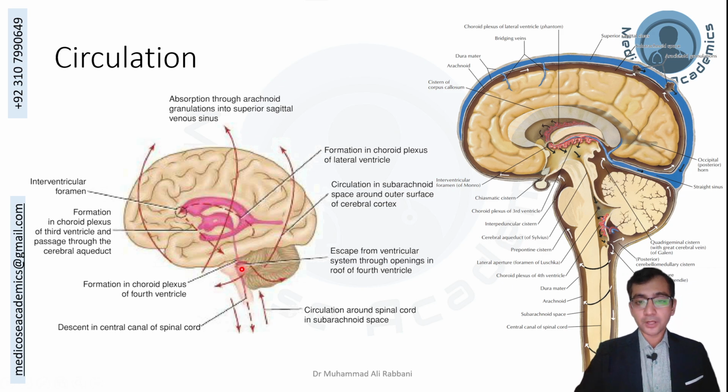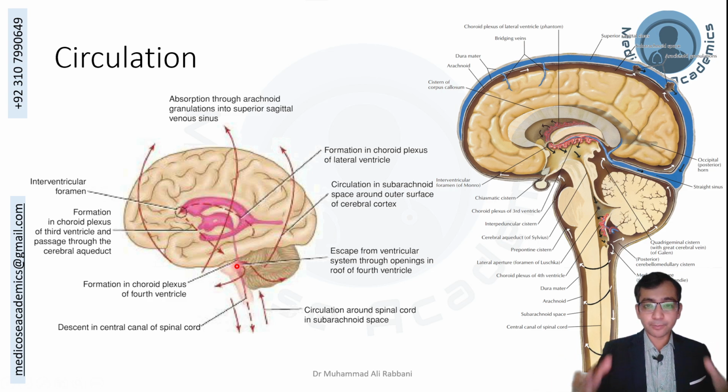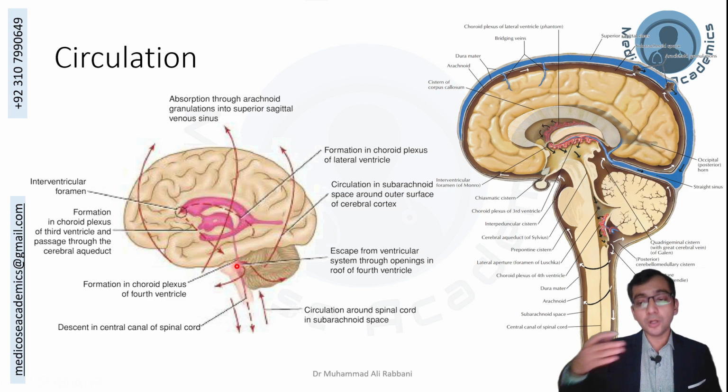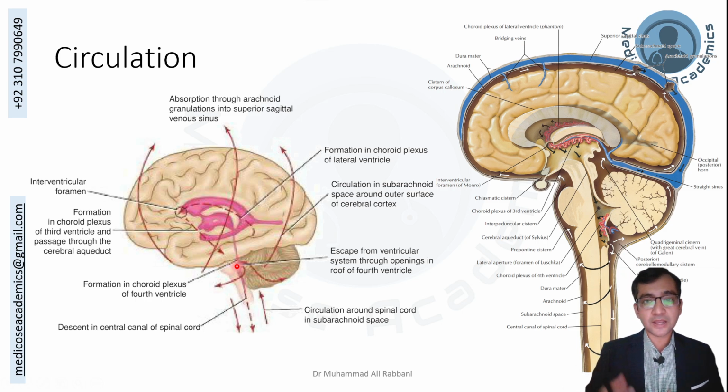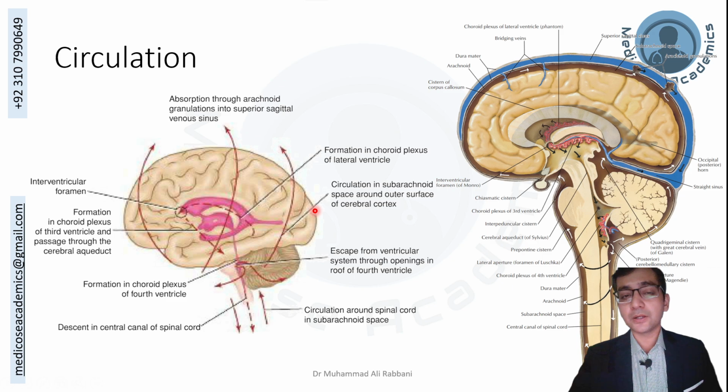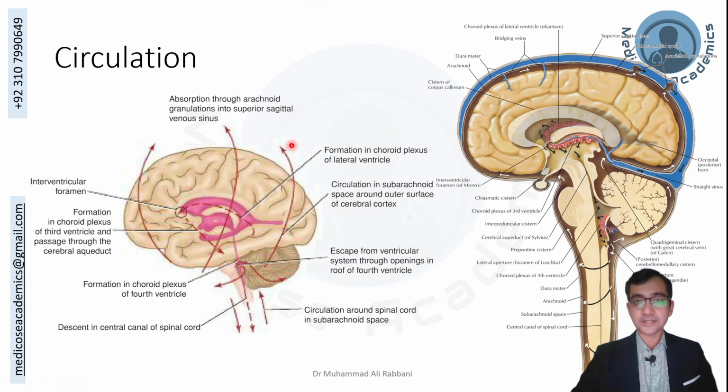All that fluid, along with the fluid that was produced in the fourth ventricle, exits through the foramina of Magendie and Luschka into the subarachnoid space. It bathes the spinal cord all the way down to S2, the second sacral segment, and goes up on the superior aspect near the superior sagittal sinus.